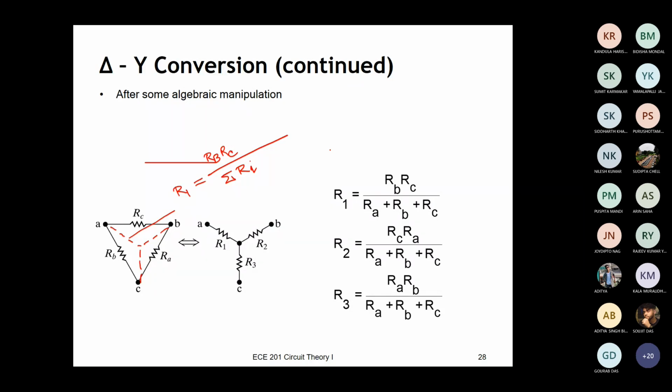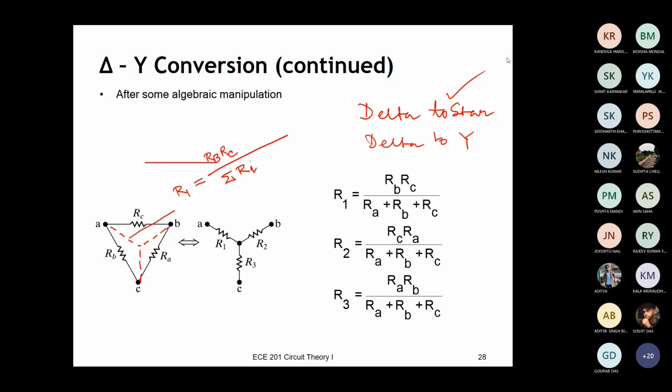Similarly, when it is between RC and RA, it is RCRA divided by the sum of all three resistances. When it is R3, it is RARB divided by the same sum. In that way you can directly remember and apply it when you have to reduce the network. So this is from delta to star, called delta to star or delta to Y, but star is more popular and we call it star most often. Now we'll go for the other way around.